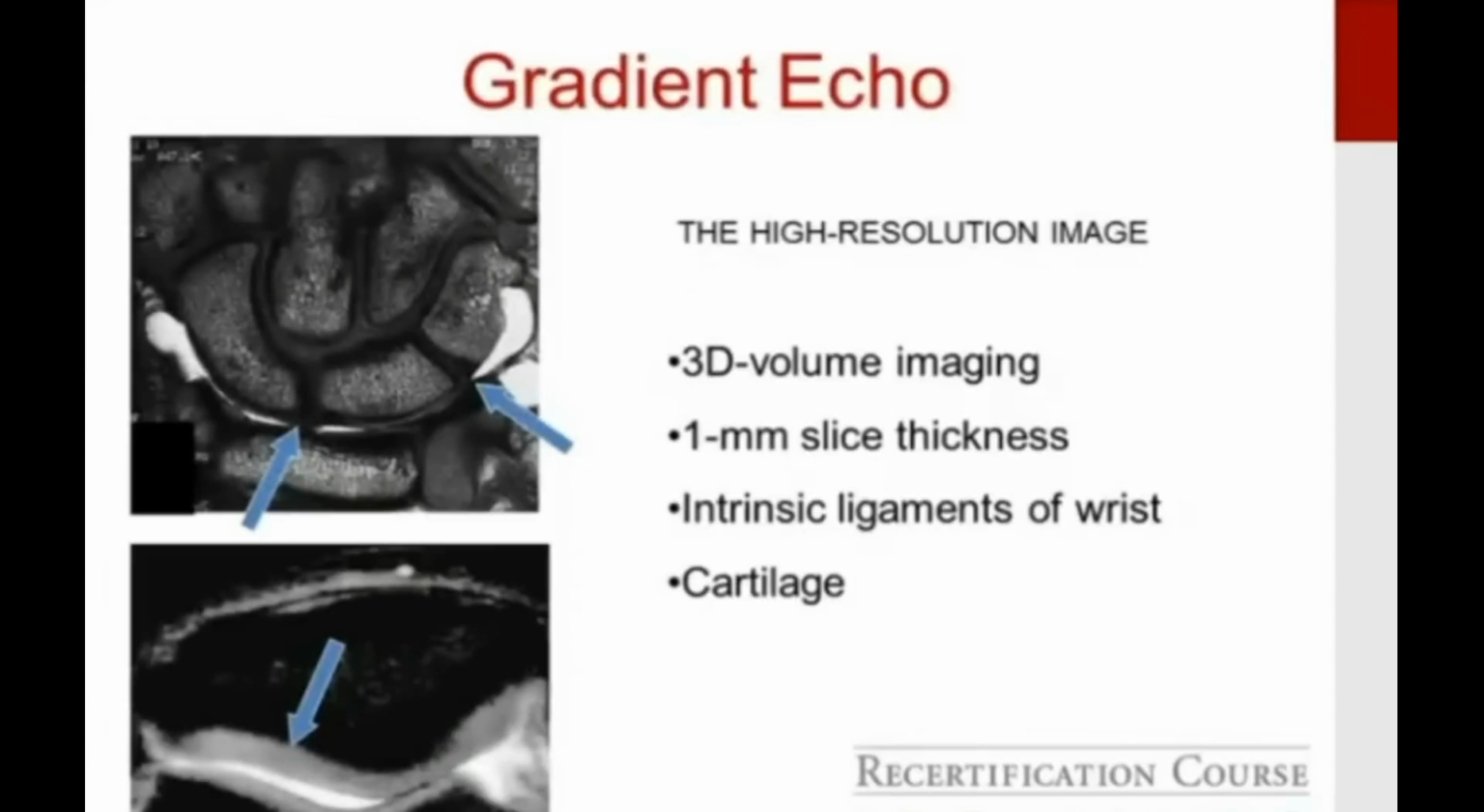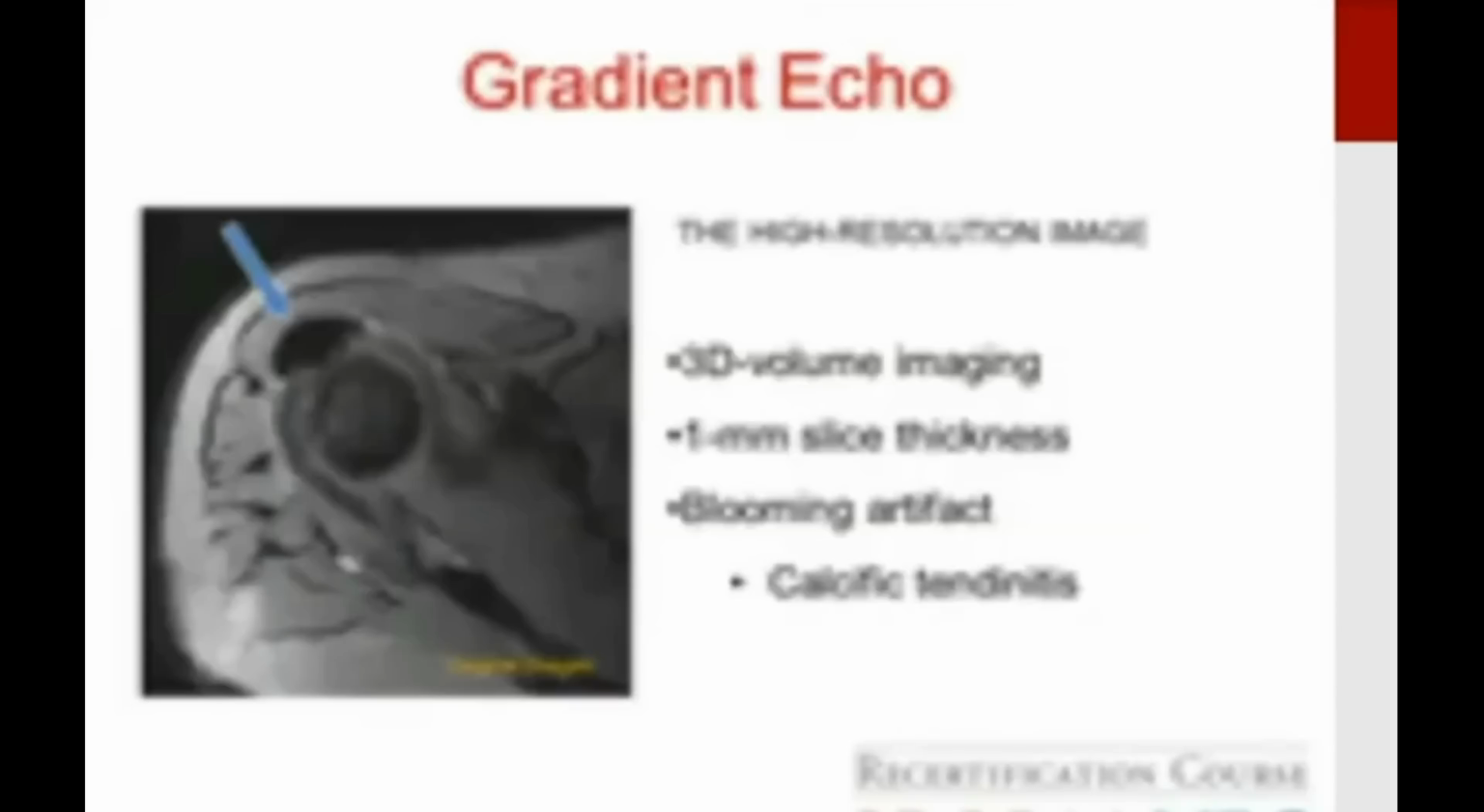Finally, the gradient echo sequence. This is considered the high resolution image. We obtain these images in a 3D volume, and then we can get slices as small as 1 millimeter in thickness. So this is great for evaluating the intrinsic ligaments of the wrist or for assessing cartilage, whether it be in the knee or shoulder or the ankle.